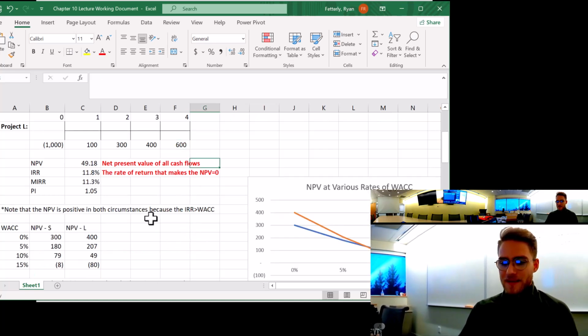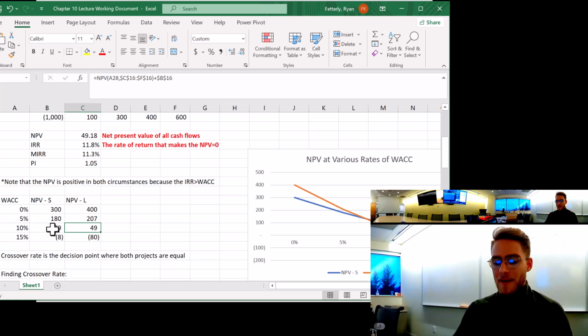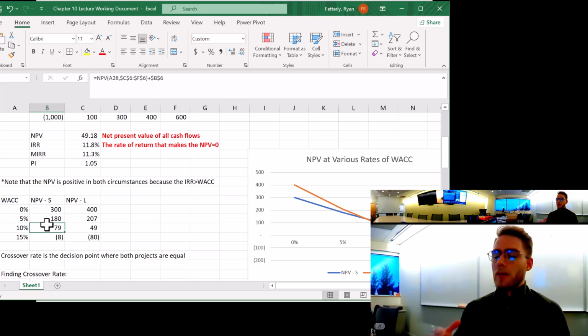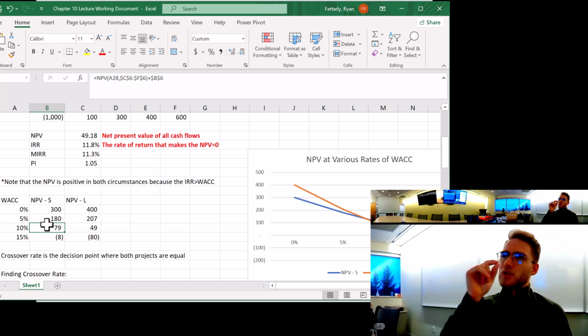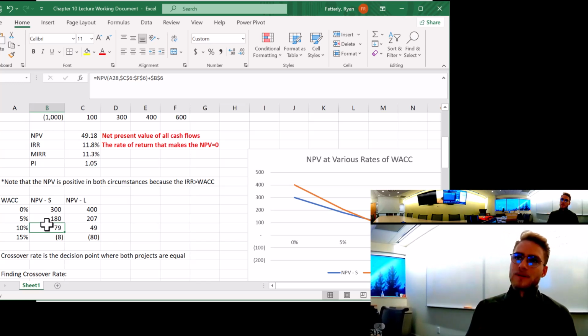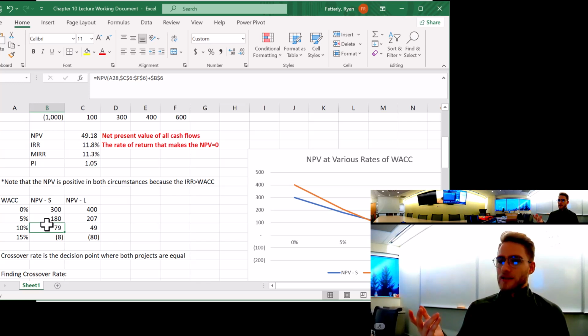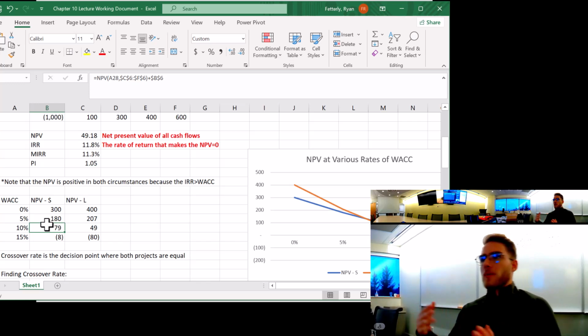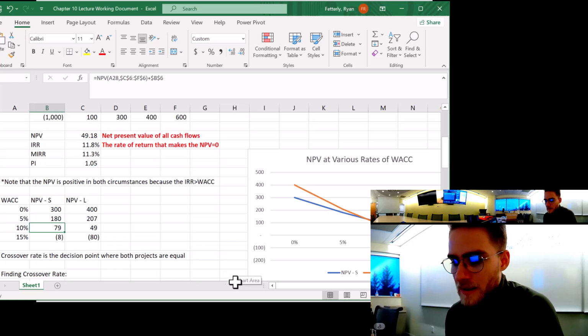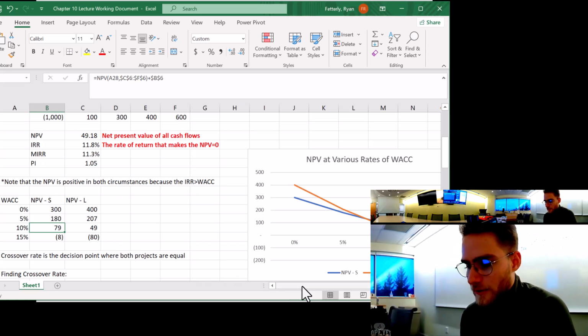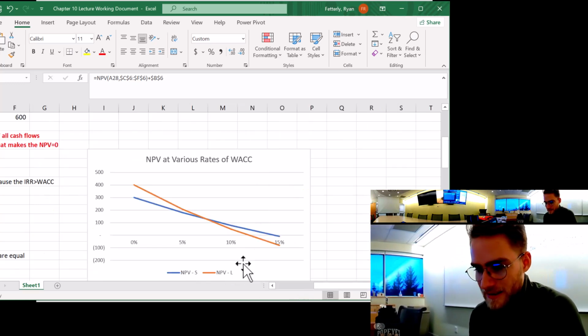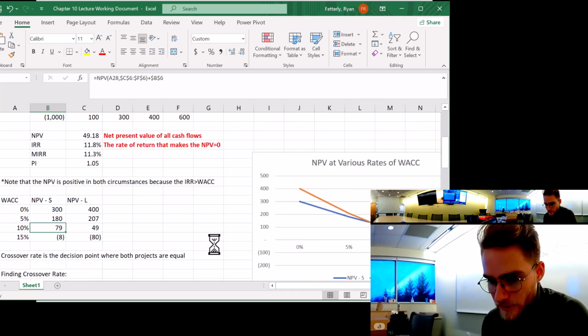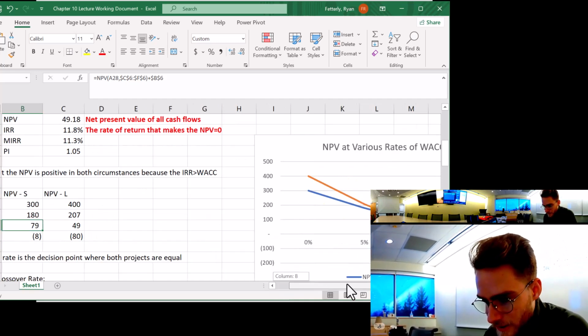So in this case, what happens is now project S has basically surpassed project L. So at some point between the discount rate of 5% and 10%, my decision point changed, right? Project S became more attractive than project L. And what we call that is our crossover rate. So if we look at this graph right here, and I'll zoom in. Whoops, sorry about that.